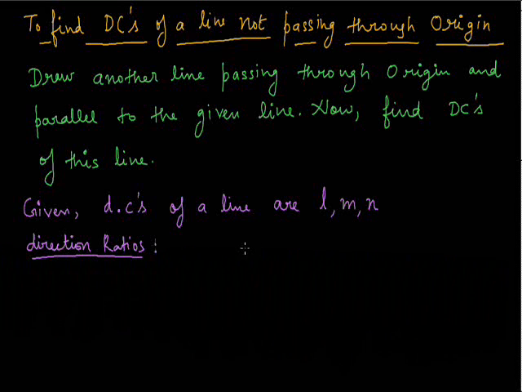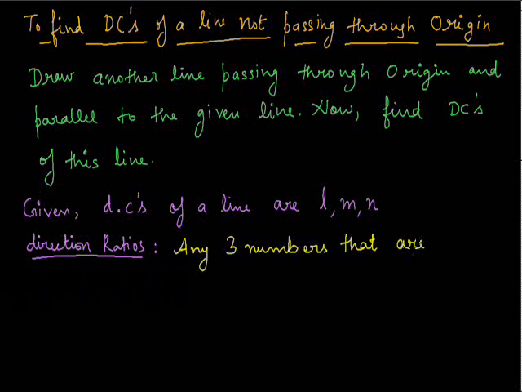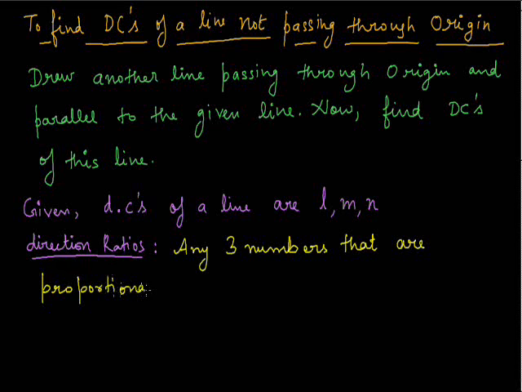So how can you find the direction ratios? Direction ratios are basically any three numbers that are proportional to DCs. So if you are given DCs as L, M, N, then any three numbers which are proportional to L, M, N will become the direction ratios for that particular line.